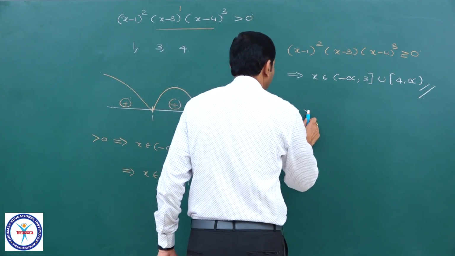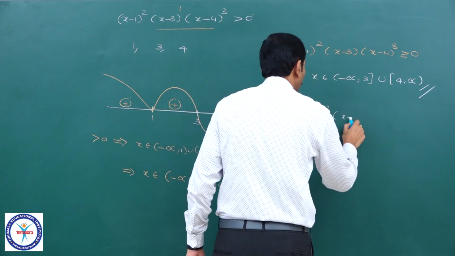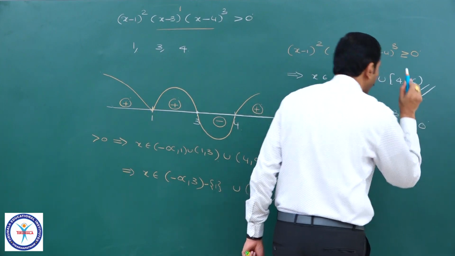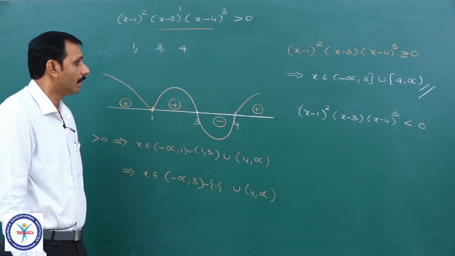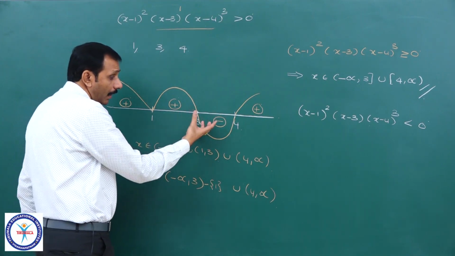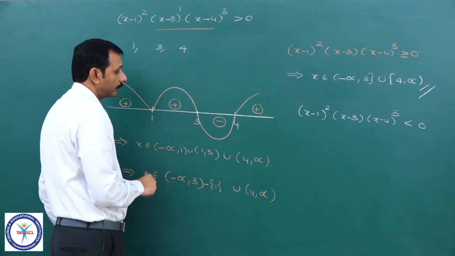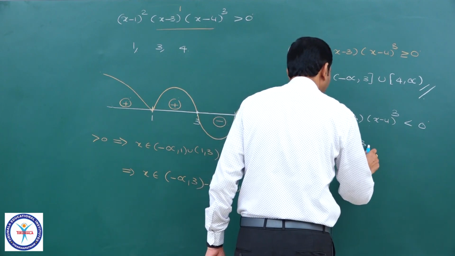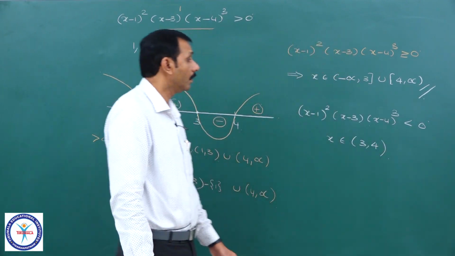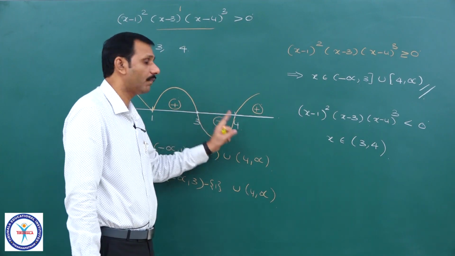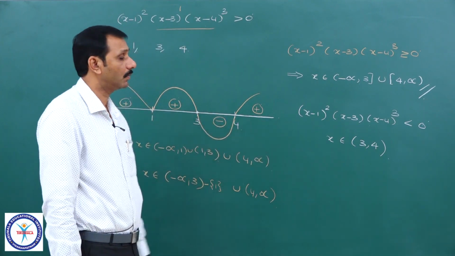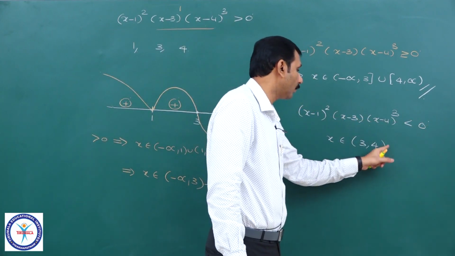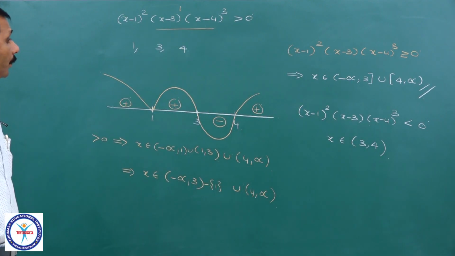Suppose this expression (x minus 1) whole square into (x minus 3) into (x minus 4) whole cube is less than 0, if I want. Yes, less than 0 means where this wavy curve lies below the x axis, you see here only. Here means from 3 to 4. Yes, I will write x belongs to open interval 3 comma 4. Because it is less than 0, 3 should not be included, 4 should not be included, so just x belongs to 3 comma 4 I can write. If it is less than or equal to 0, then I must have included both 3 and 4. Hope you understood this discussion.